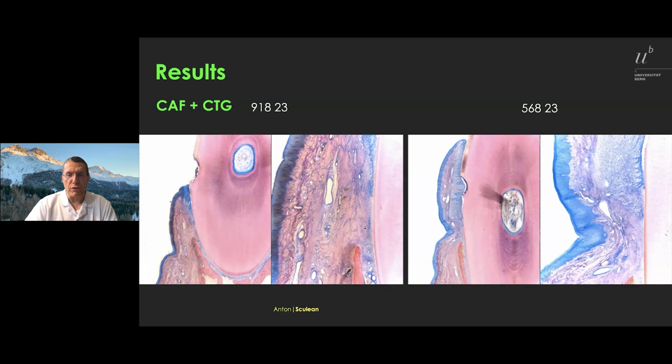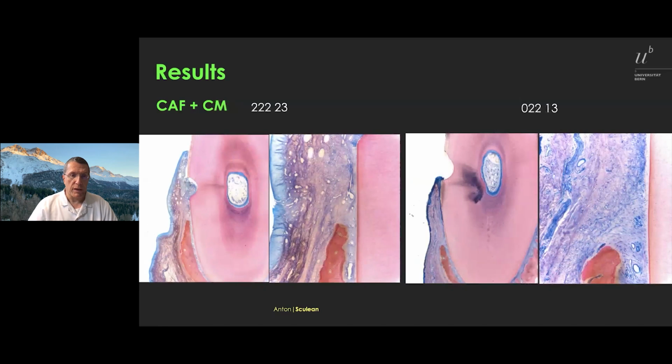What you can observe is a nice integration of the connective tissue graft into the surrounding tissues. We have a certain level of epithelial proliferation and an increase in tissue thickness. But of course, we all know that the connective tissue graft is integrated very nicely in the surrounding tissues, although in certain cases, we observed a quite prominent epithelial proliferation.